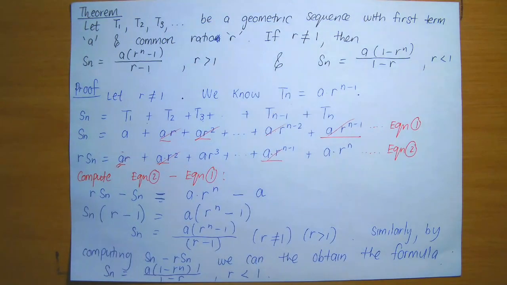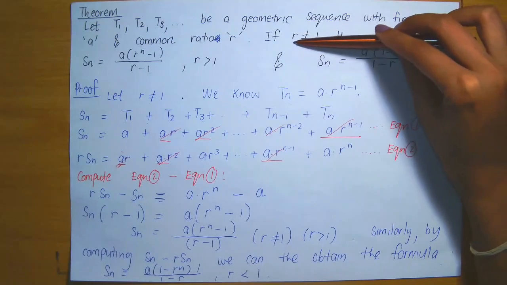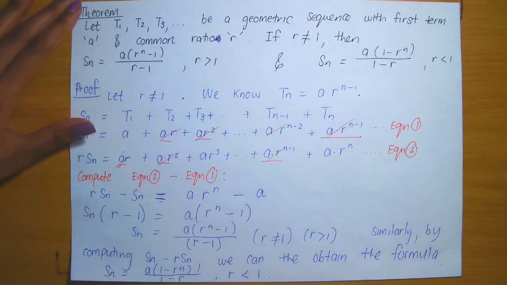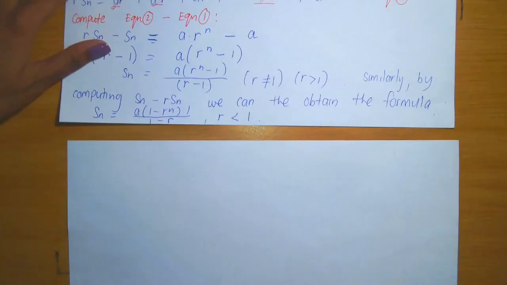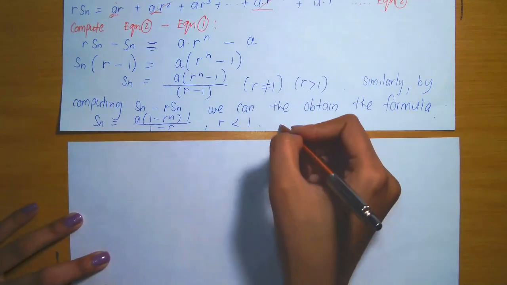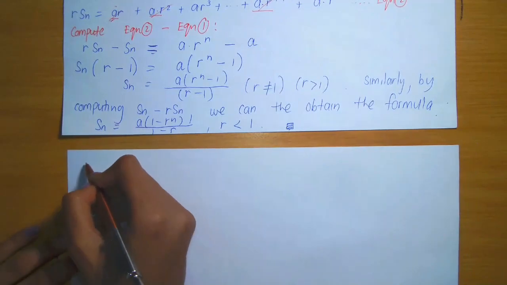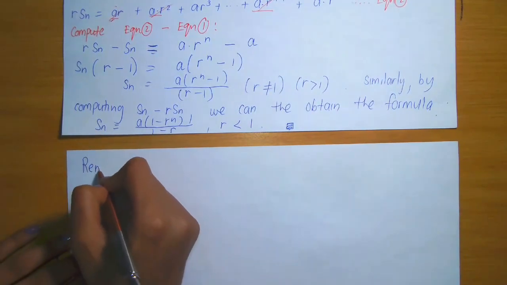Right, so before I end, I just want to discuss what happens in the case when R does equal 1. Why do we not have a formula for it? And maybe we do. So that's the end of the proof. Now just some remarks.